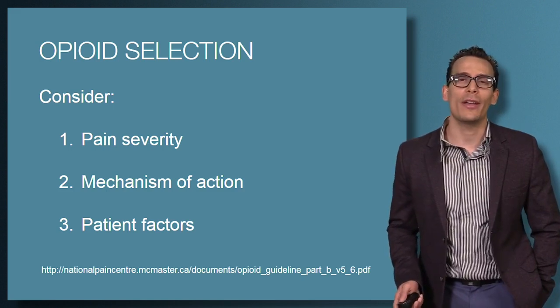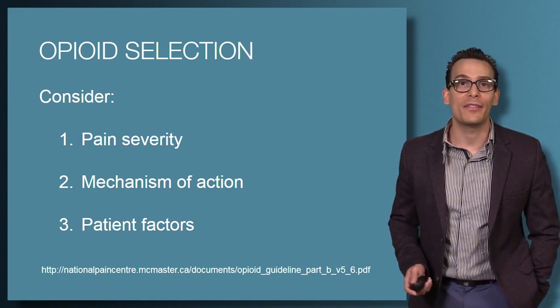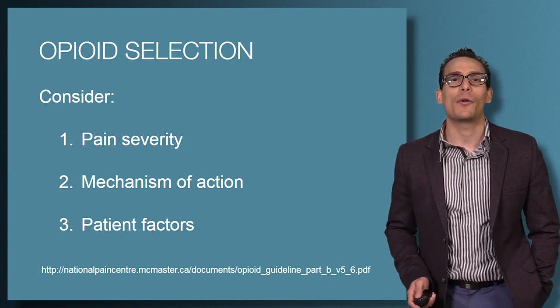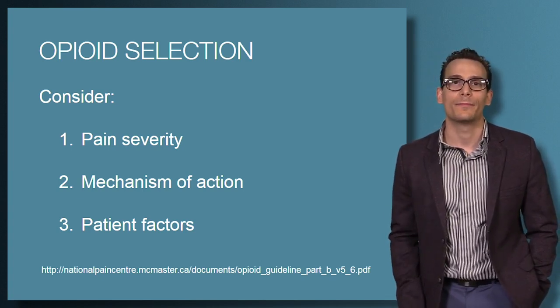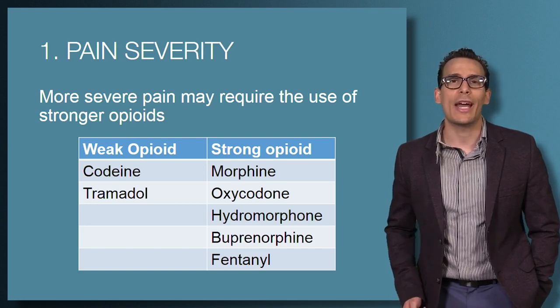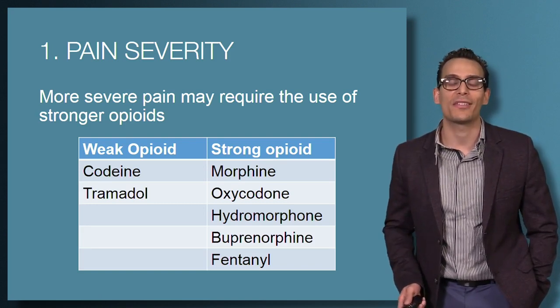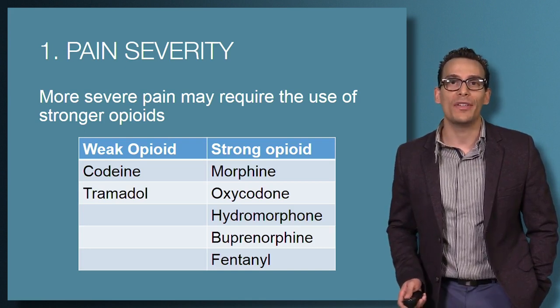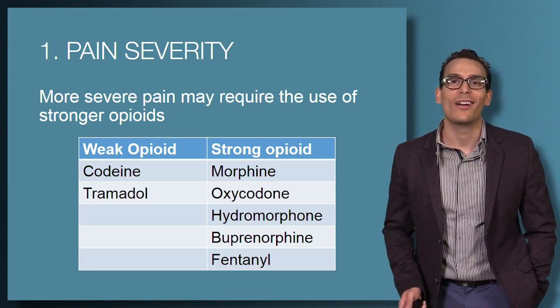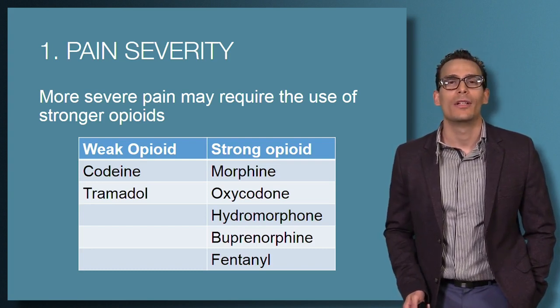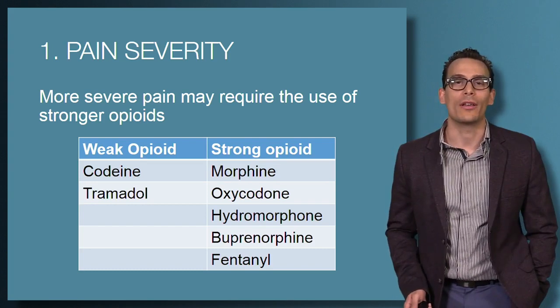So in selecting an opioid, you may wish to consider the patient's pain severity, the different opioids' mechanisms of action, as well as patient-specific factors. Looking at pain severity, we know that more severe pain may require the use of stronger opioids. If we look at the right column, we see that strong opioids include morphine, oxycodone, hydromorphone, buprenorphine, and fentanyl, whereas weak opioids include codeine and tramadol.